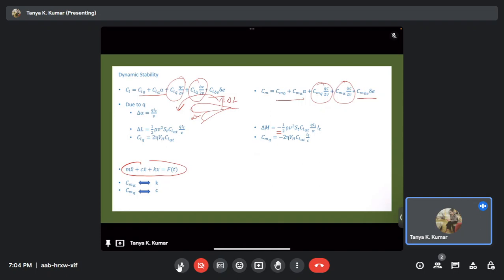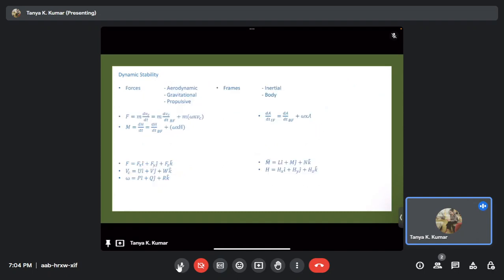You remember that the difference between static and dynamic stability was what? Static stability was the tendency to come back to equilibrium upon perturbing. What was dynamic stability? When the aspect of time comes, it will tell you whether or not it actually comes back to equilibrium. Next, we studied the different types of forces: aerodynamic, gravitational, propulsive, and then we looked at the different frames in which these were defined, inertial and body. What were the aerodynamic forces? Lift and drag. Gravitational is the weight, the mass of the aircraft.